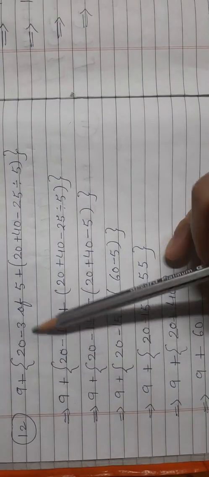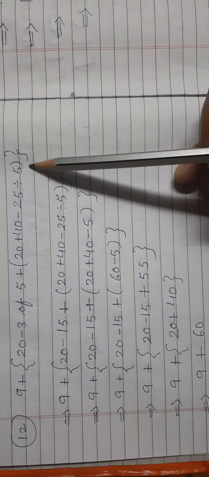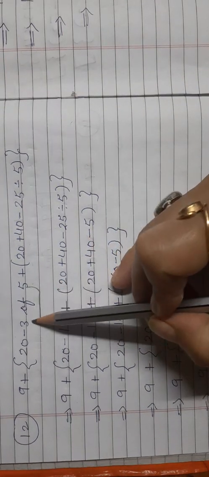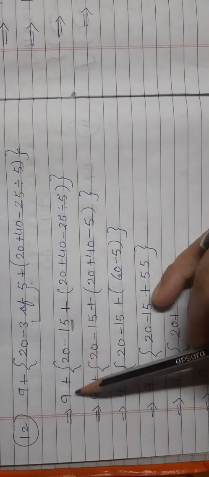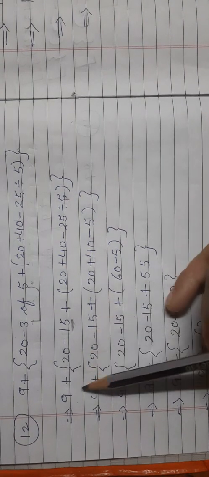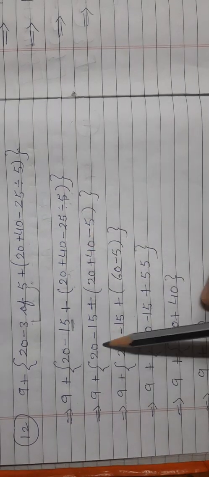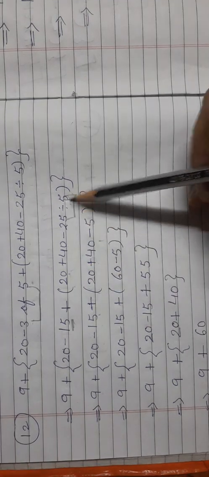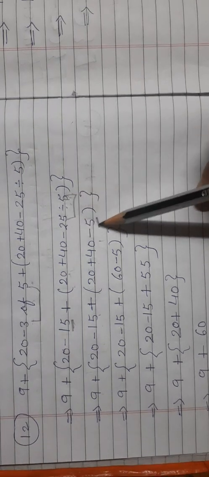Question number 12. 9 plus 20 minus 3 of 5 plus 20 plus 40 minus 25 divided by 5. First we solve the of. Now 3 of 5 means 3 into 5 is equal to 15. Now keep the remaining digits same. Now in the next step we have to solve the small bracket. Now 9 plus 20 minus 15 plus 20 plus 40. First we have to divide. Now 25 divided by 5, we will get 5.